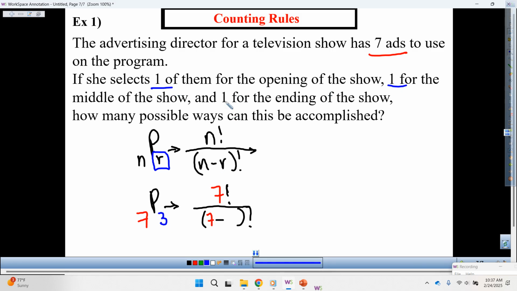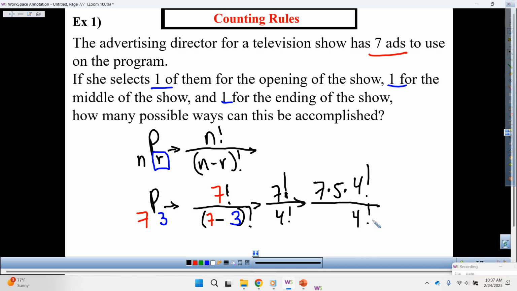1, 2, 3 ads. All right, so therefore, 7 factorial, I'm just going to write it out first. 7 factorial over 7 minus 3 is 4 factorial. So that is 7 times 5 times 4 factorial over 4 factorial. Before we move on, tell your neighbor why I wrote this like that. Oh, sorry. I skipped the number, right? Yeah, I did that to see if you guys were paying attention. 7 times 6 times 5 times 4 factorial.